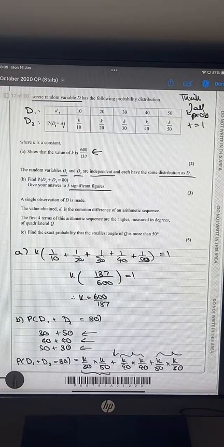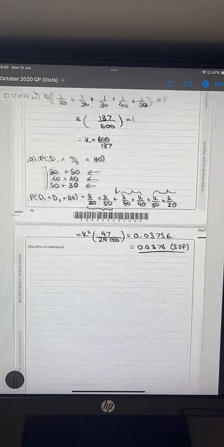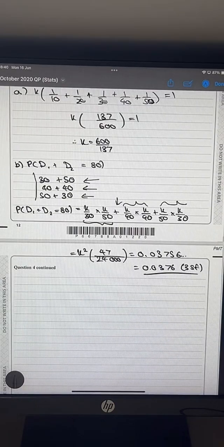So the probability of D1 plus D2 equaling 80 is all of these different ways over here. If I multiply the probabilities and add them together, the probability of 30 and 50 is k over 30 times k over 50, because remember, like going across the branches, you multiply across for successive probabilities. You add it with another possibility, which is 40 and 40, like there, and then you add that with another possibility. Then you just do your algebra, substitute in, and you get that. So it's just different ways of knowing how to get the values.